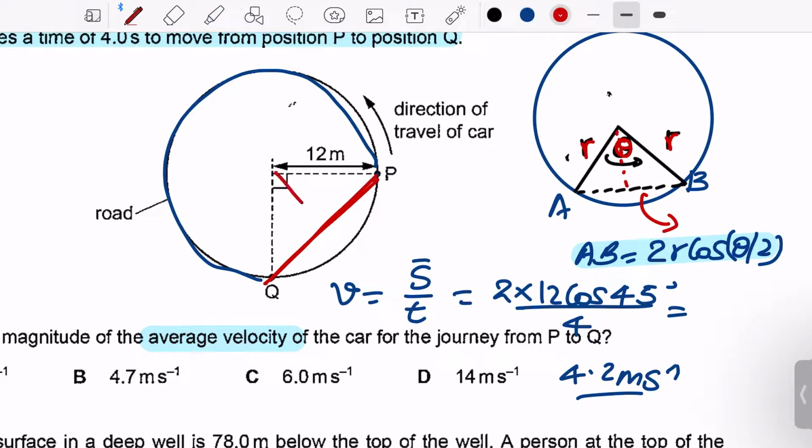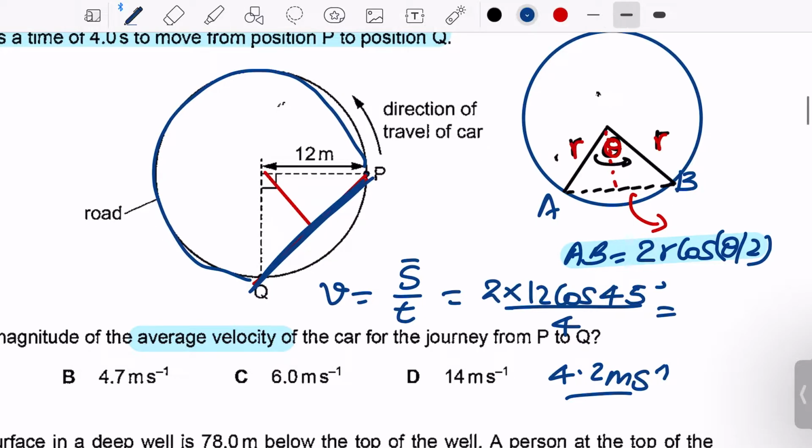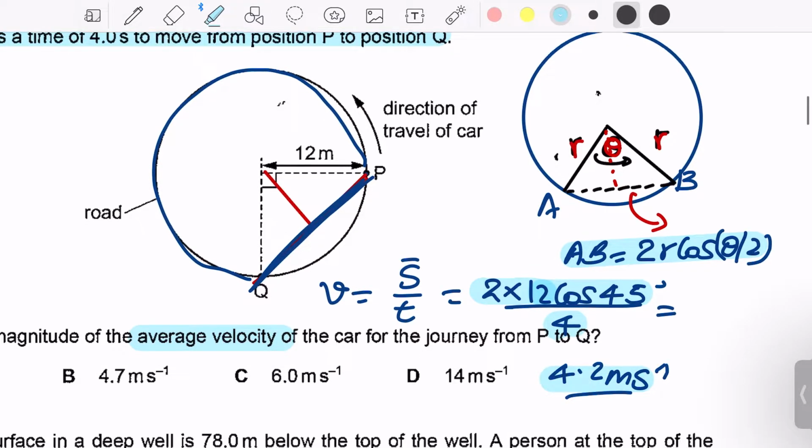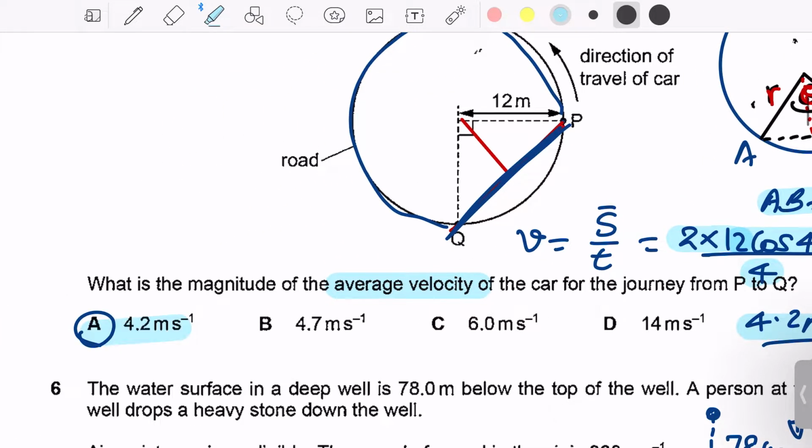So I am trying to find the length of this, let's say, blue line. According to that logic, 2R cos half theta means 45. And the time for this motion is 4 seconds. So you get 4.2. Answer is A.